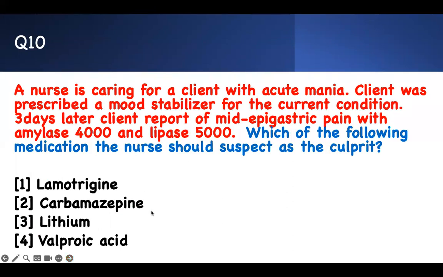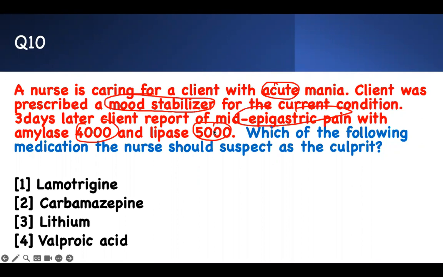Number 3. Which of the following medications should the nurse suspect as the culprit? So what is causing the problem? A nurse is caring for a client with acute mania. Circle it. The client was prescribed a mood stabilizer, so the answer choice has to be a mood stabilizer. Three days later, the client reports mid-epigastric pain with an amylase of 4,000 and a lipase of 5,000. Which medication should the nurse suspect as the culprit?